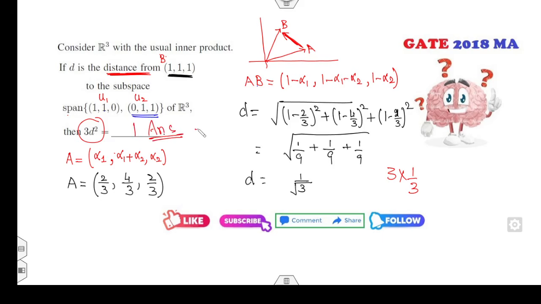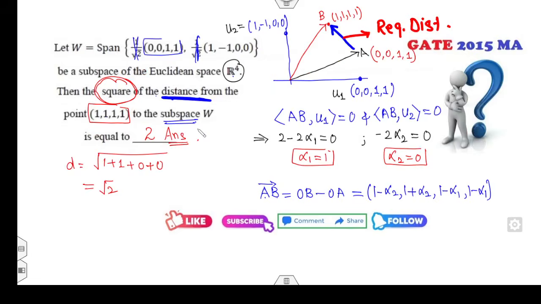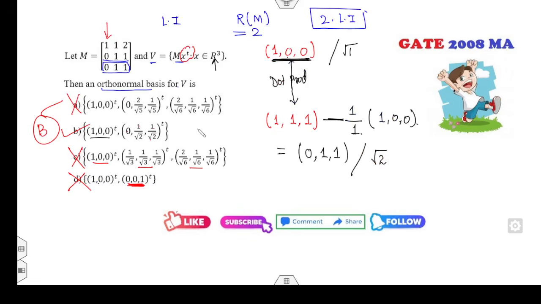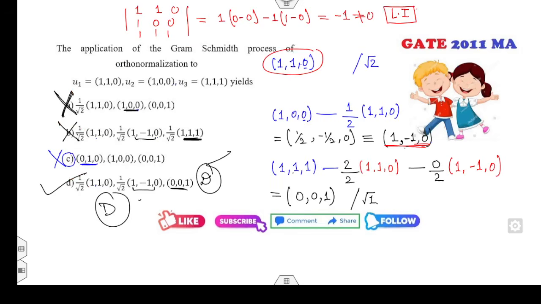So you can see that it's a very simple way we can find the distance using the Gram-Schmidt process, the orthogonal way.